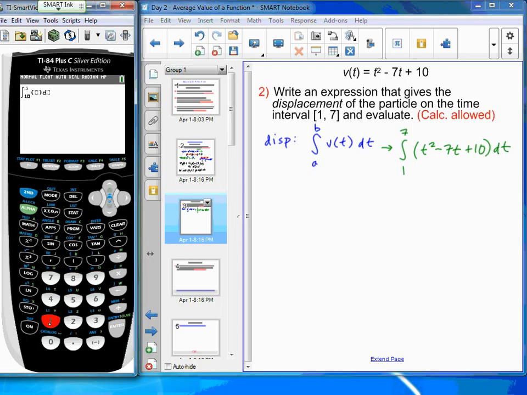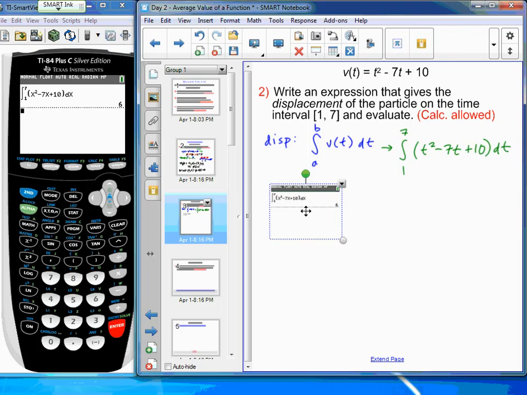From 1 to 7 of my velocity function, t squared minus 7t plus 10, close it with respect to x, and voila! It looks like 6 units is the displacement of the particle over the time interval 1 to 7. Raise your hand if you already had 6 units. So 6 units? Yes! You guys are killing it. Good job.